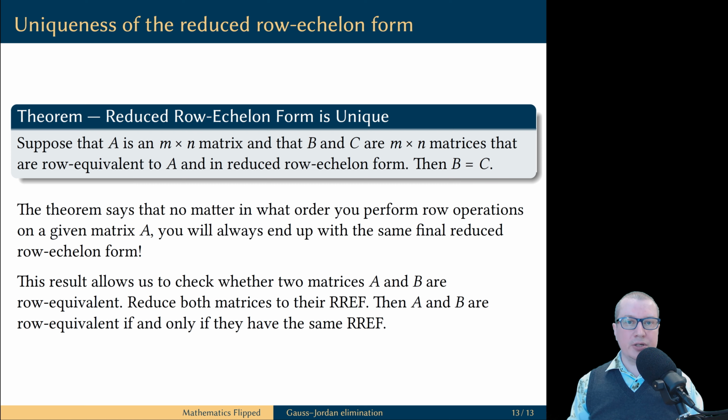One bonus application of this uniqueness result is that it allows us to decide whether any 2 given matrices are row equivalent. What you do is you reduce each matrix to the reduced row echelon form, and then the matrices are row equivalent if and only if they have the same reduced row echelon form.